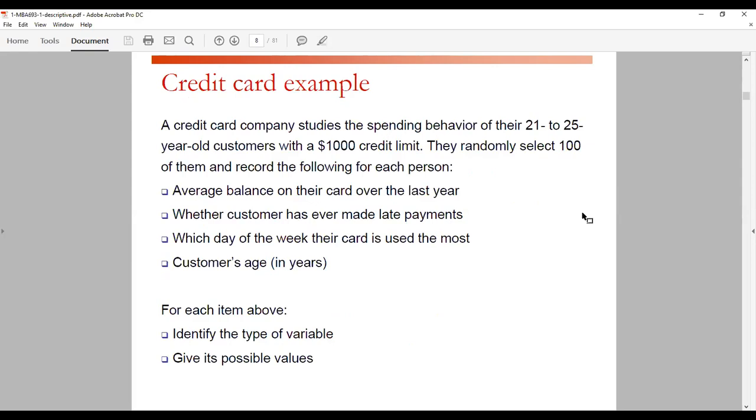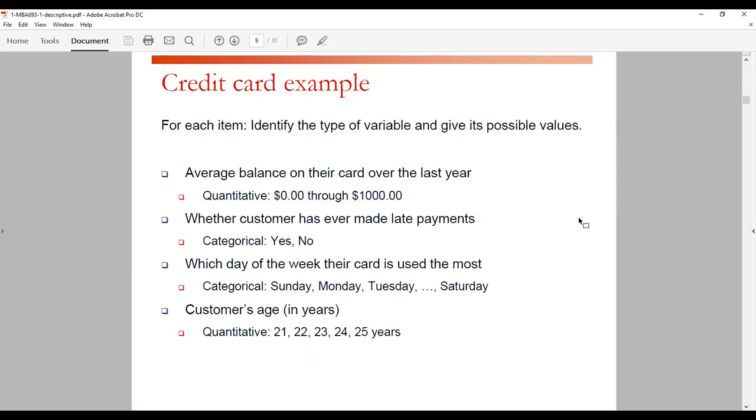Here's another example, which I will not read, but there's a credit card example you can look at to see how to identify each one of these characteristics. You can see on the bottom quantitative, counting numbers, and the categorical variables for counting days of the week.